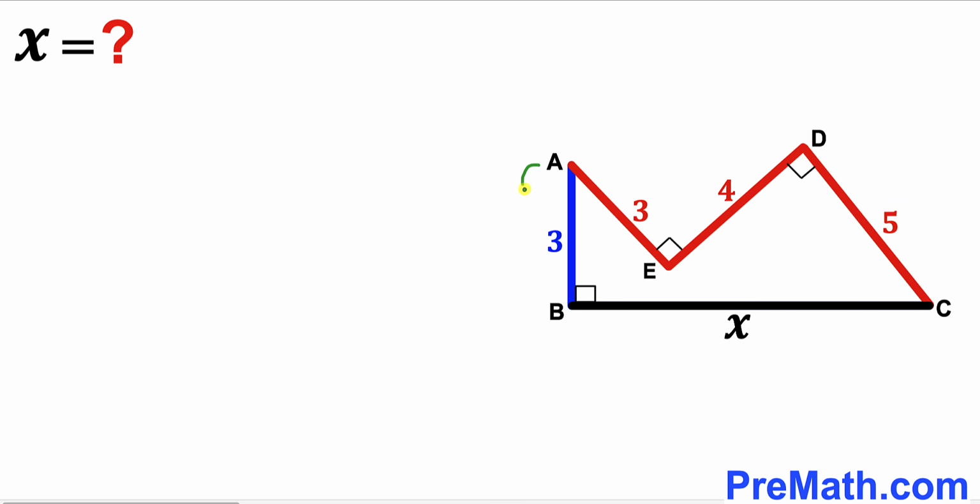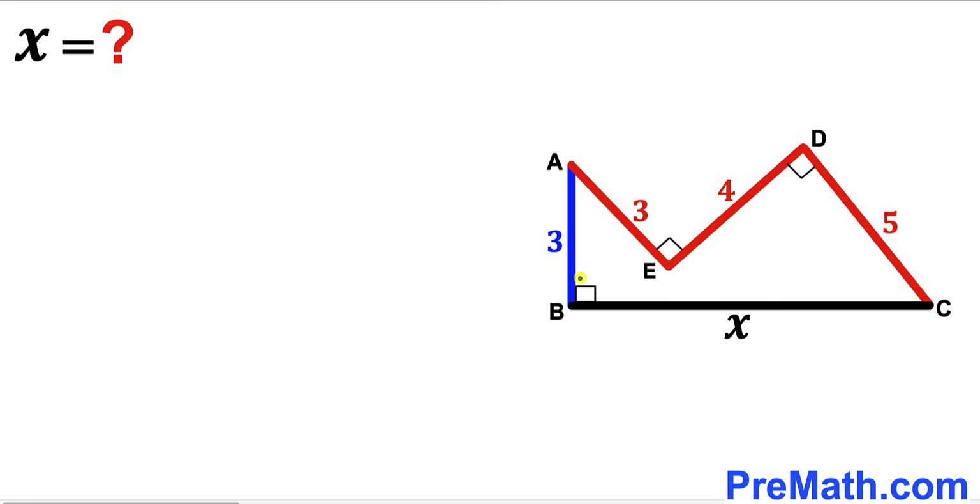In this video, we have this five-sided polygon, as you can see in the given diagram, such that side AB length is 3 units. Likewise, side AE length is 3 units as well. Side DE length is 4 units. And finally, side CD length is 5 units, and side BC length is represented by X.